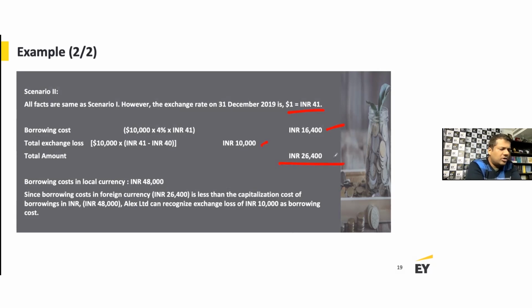So my total cost here is 26,400. And I'm going to compare that with 48,000, right? The 48,000 which I had. So now 26,000 is lower than 48,000. So the entire 26,400 is eligible for capitalization, right? Alex Morgan recognized exchange loss of 10,000 as borrowing cost. So the entire thing is allowed to be capitalized.